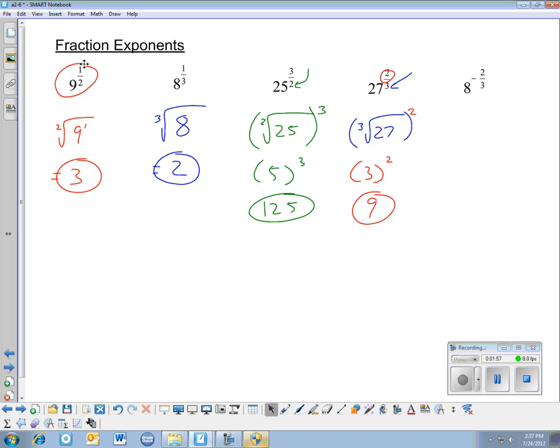Now, negative exponents have that property that before I even worry about what the exponent is, I need to make that a positive exponent, so it's going to be 1 over 8 to the 2/3. That's going to be 1 over the cube root of 8 squared. 1 over the cube root of 8 is 2 squared. 1 over 4.